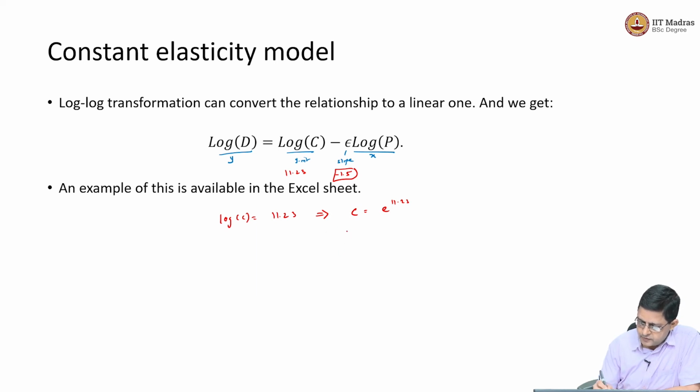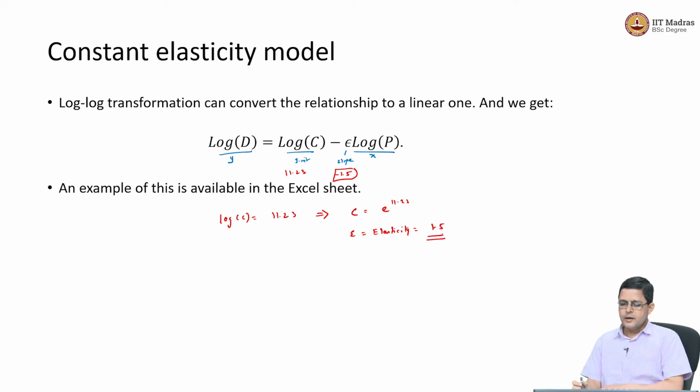Similarly, what is epsilon, which is elasticity? How much is the elasticity? Elasticity is 1.5. Now, how do you interpret the elasticity of 1.5? Is it too large, too small? Remember what we said: generally elasticity of less than 1 is a small value of elasticity. Elasticity of more than 1 is usually considered to be a highly elastic product.